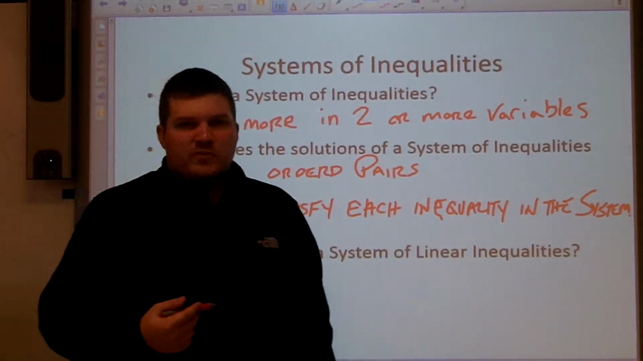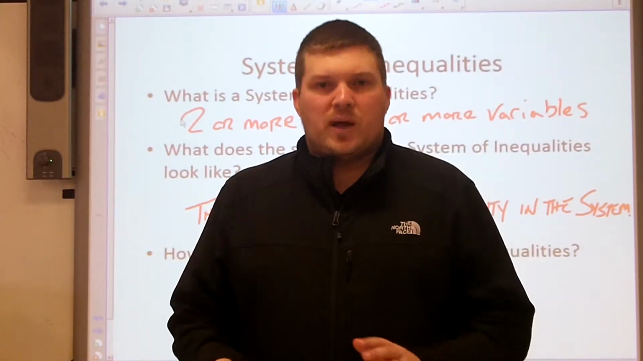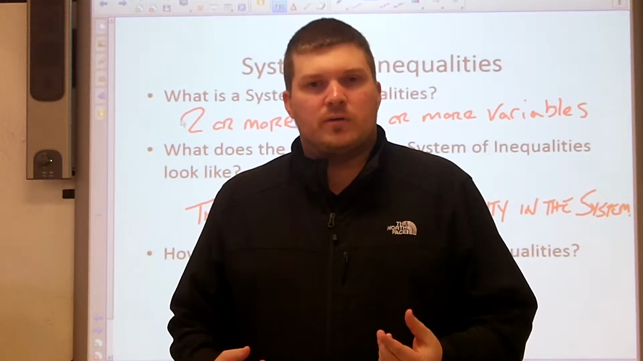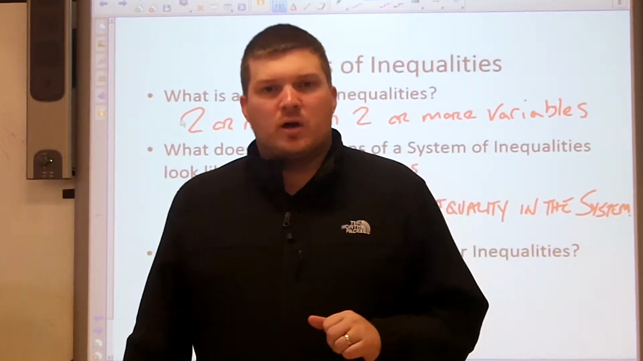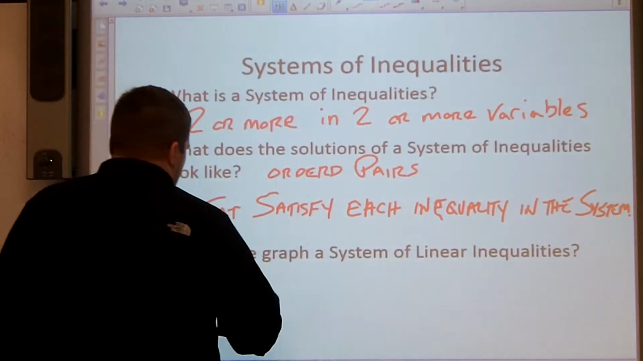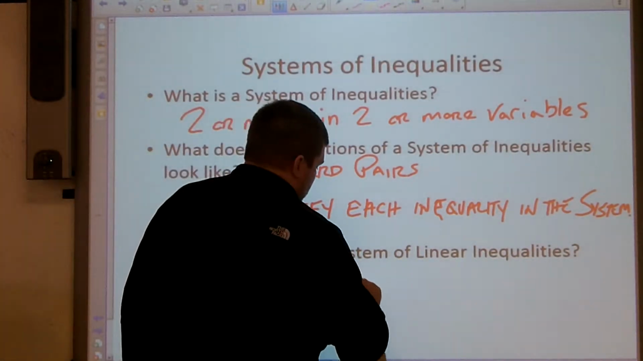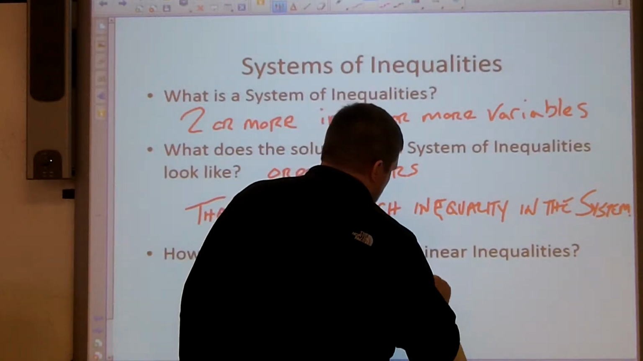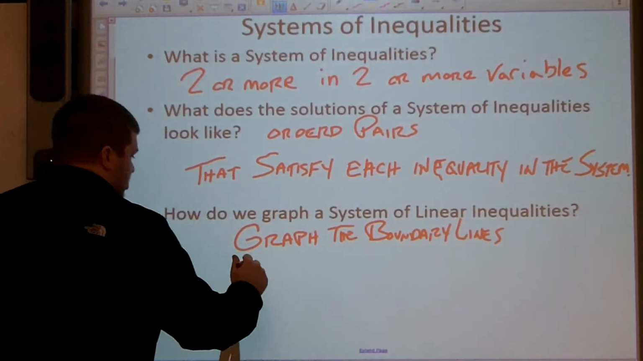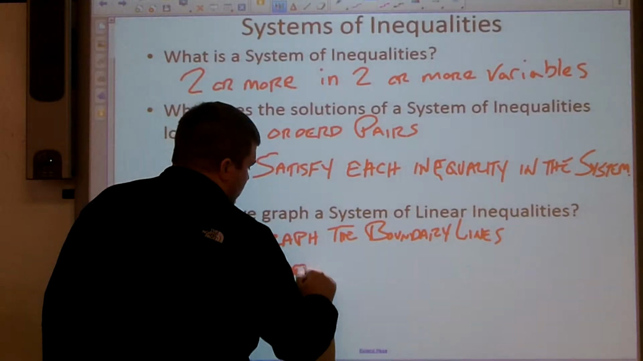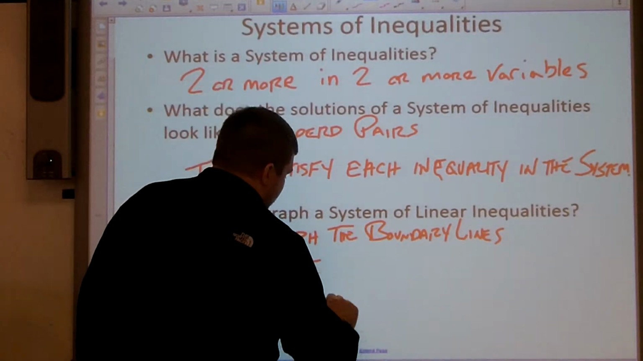And then how do we graph a system of linear inequalities? Well, we're going to use the grid. We're going to graph the boundary lines just like we do when we're looking at one linear inequality. But now we're going to shade every linear inequality in our system, and we're looking for the overlap of the shaded regions. So we graph the boundary lines just like before, shade just like before, and now we're looking for the overlap of shaded regions.